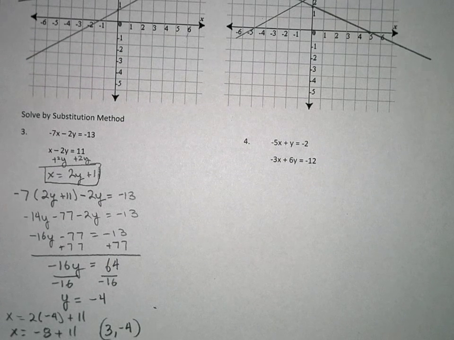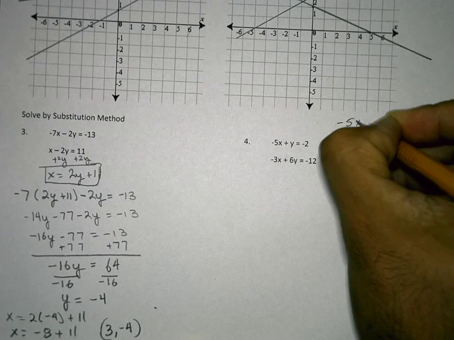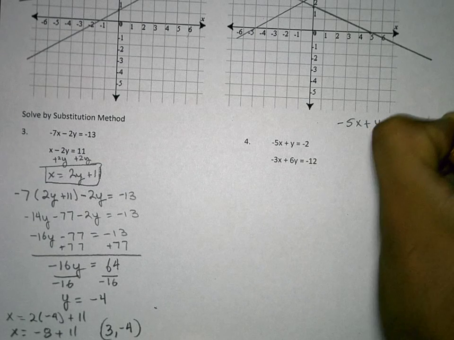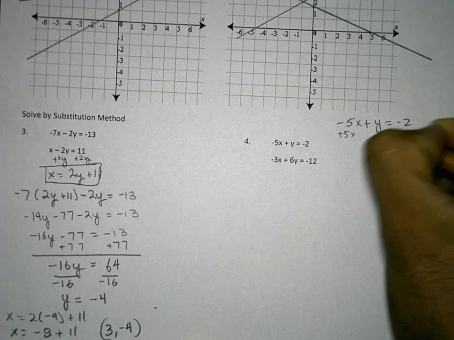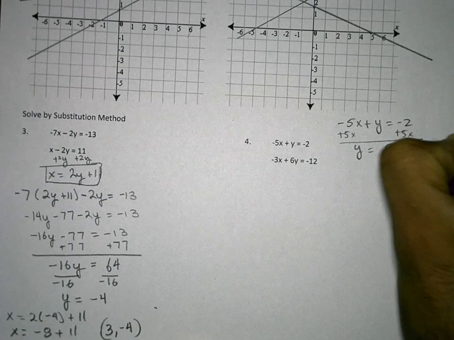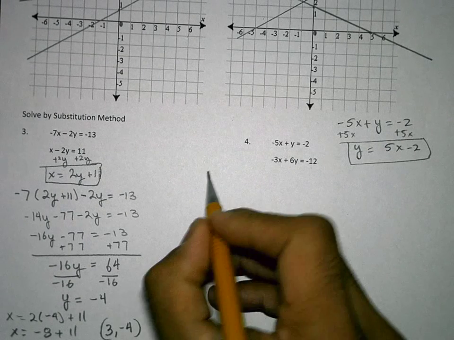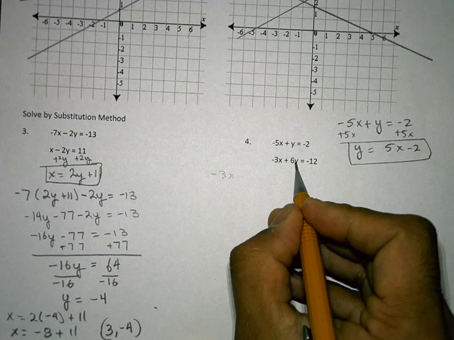Coming over here, same thing, I have to pick a variable to get by itself to use the substitution method, so this y looks like it's the easiest. So I get y equals 5x minus 2. So I'm going to use that one. I'm going to plug it into this one. I'm going to plug it into that y.